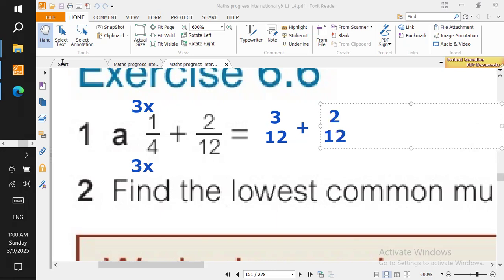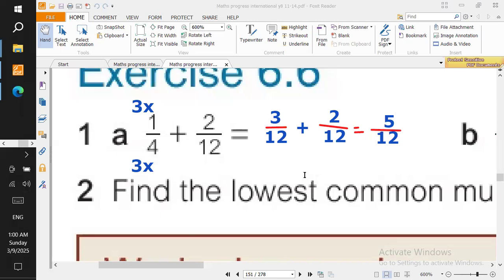Okay. So after having the same denominators, I can add and subtract fractions now. So the answer will be first the same denominator here, and 3 plus 2 is going to be 5.